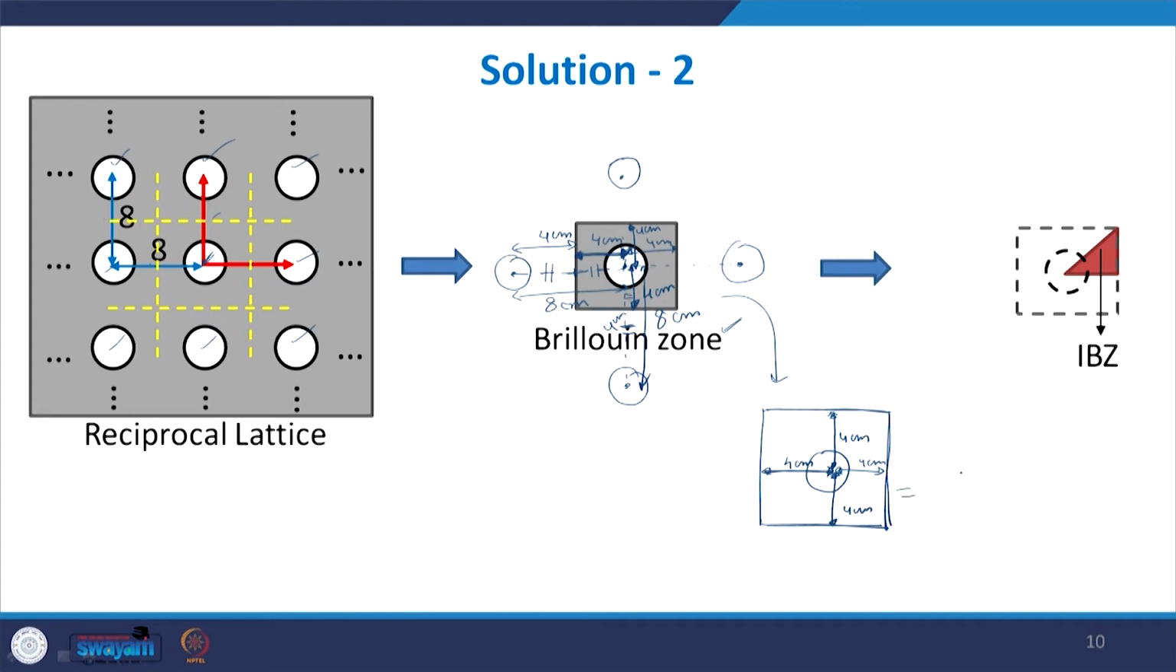So this becomes a square of side equal to 4 plus 4, which is equal to 8 centimeters. So it is the same side as the value of the lattice constant. So in that case, what will be the area of this Brillouin zone?